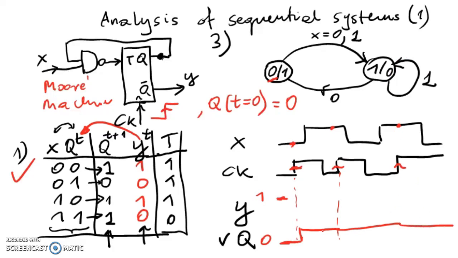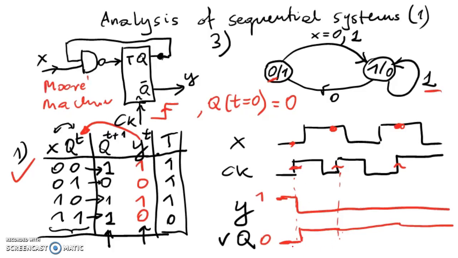And the same is true for this. Let's look. We are in state 1. Q is equal to 1, and there is 1 on X. That's why we stay in the same state after the clock. And the same follows here, until the end.